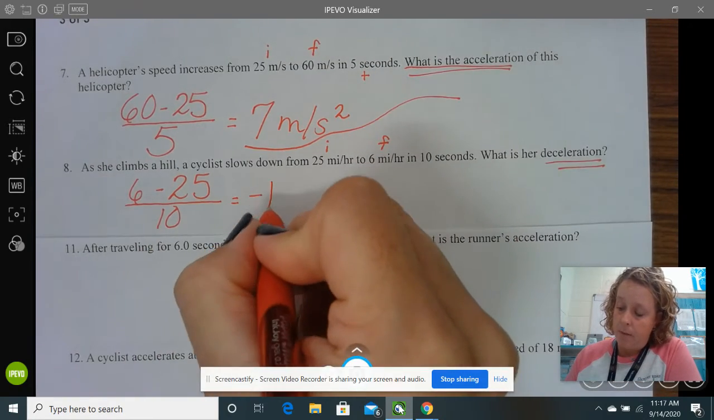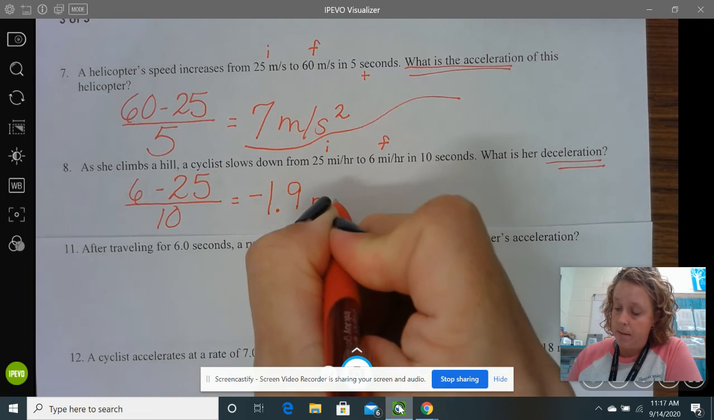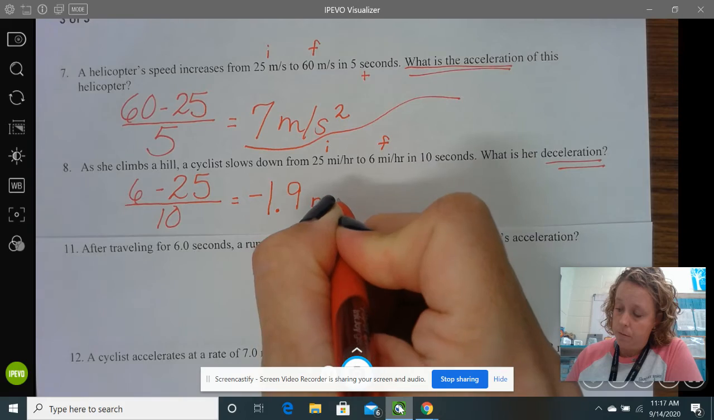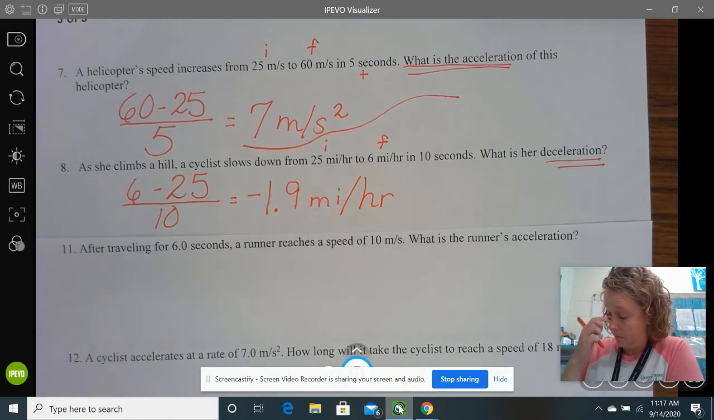Okay, you're going to end up with negative 1.9 miles per hour. Okay.